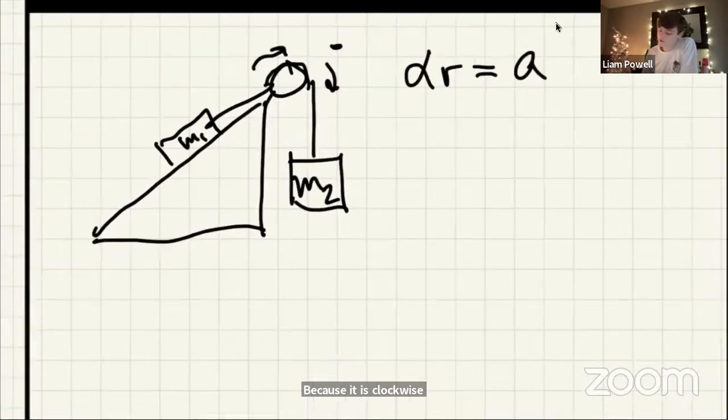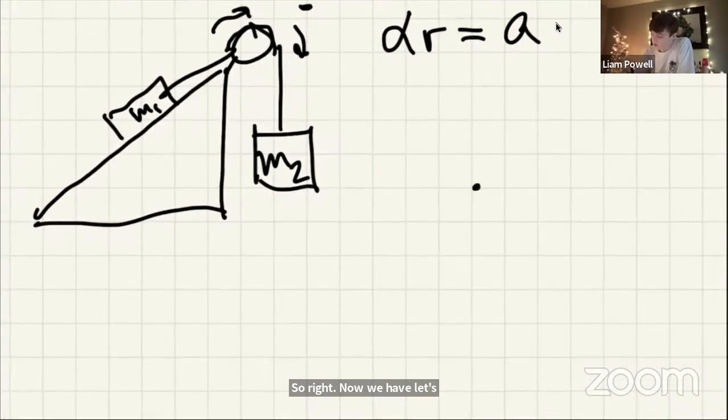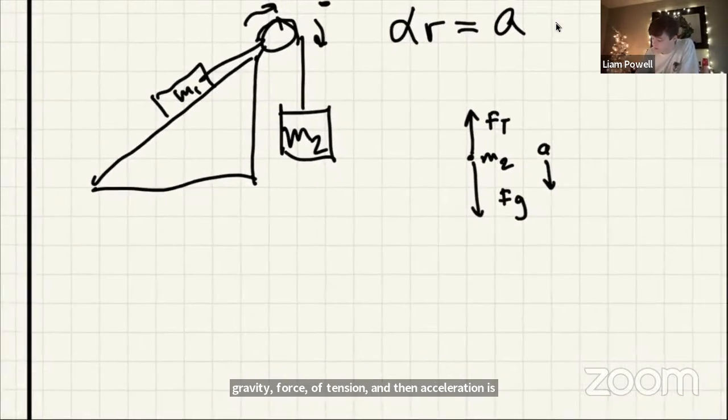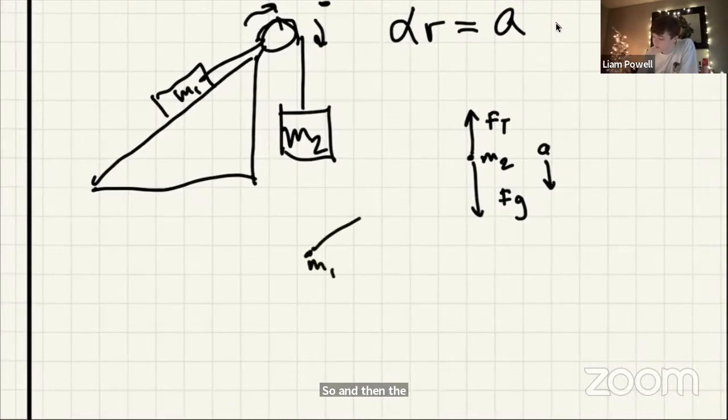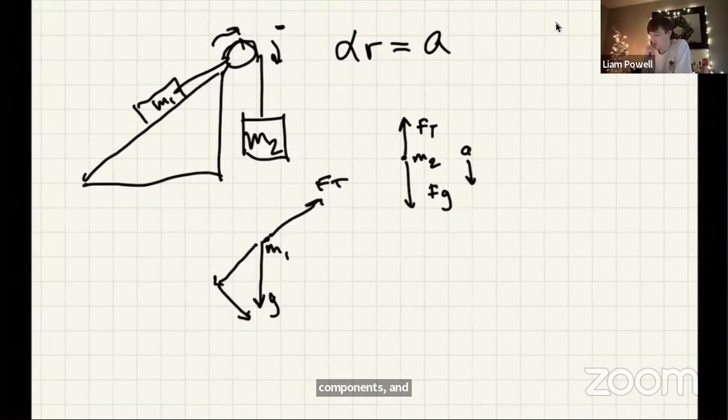So right now we have, let's draw the force diagram. For mass 2, we have the force due to gravity, force of tension, and the acceleration is downward. Then for mass 1, we have force due to tension and force due to gravity, which is split into these components. Yeah, that's all we have for that one.